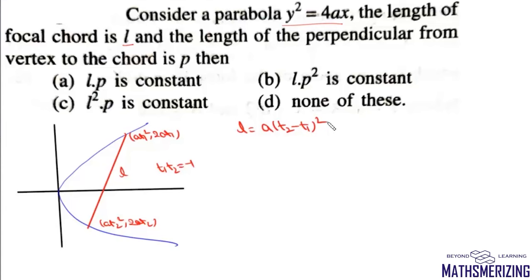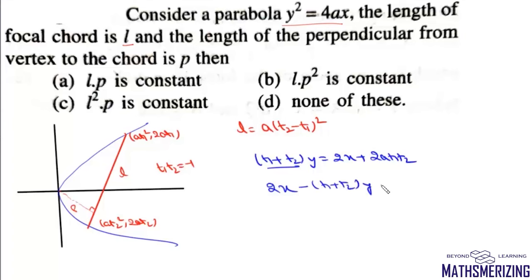Now it says the length of focal chord is L and the length of perpendicular from vertex to the chord is P. So this length, it is P. So we know that the equation of any general chord of a parabola is t1 plus t2 y equals 2x plus 2a t1t2, and we know that t1t2 in this case is minus 1. So we can write this equation as 2x minus t1 plus t2 y minus 2a equals 0.